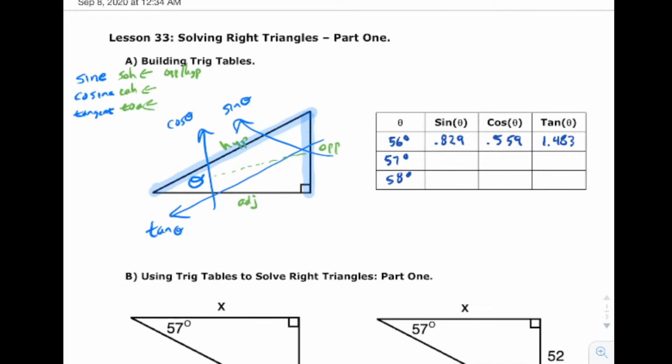And then you'd do the same for a 57-degree. You'd build another triangle. It would be 57 degrees. You'd have to build it. Then you'd have to take the dimensions. Then you'd have to divide them, and so on. And this is going to be a little bit bigger now, 0.839.